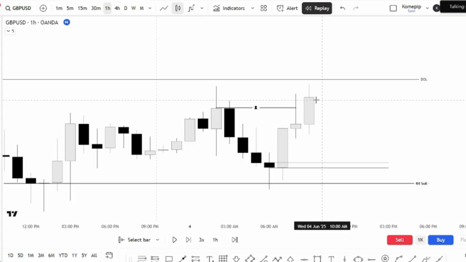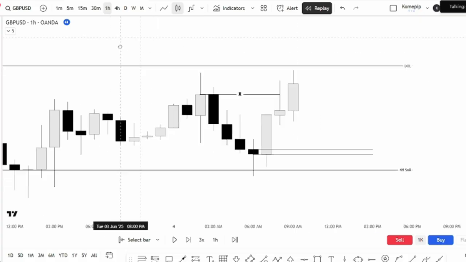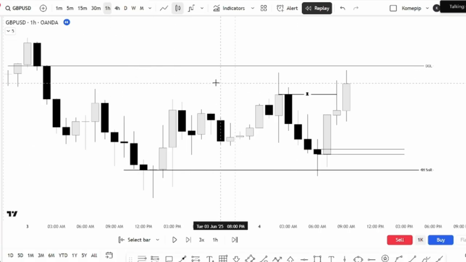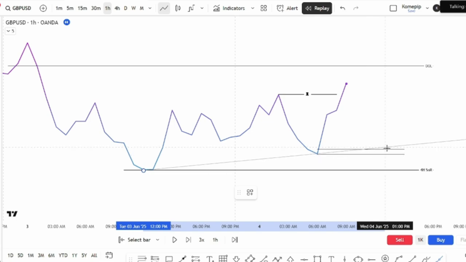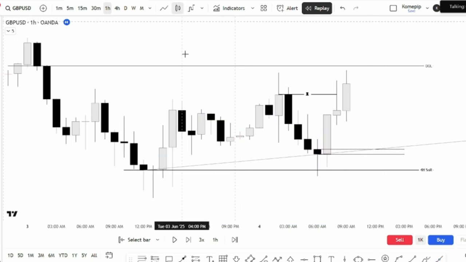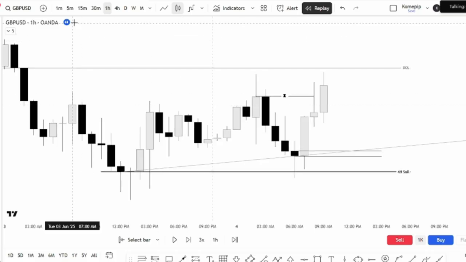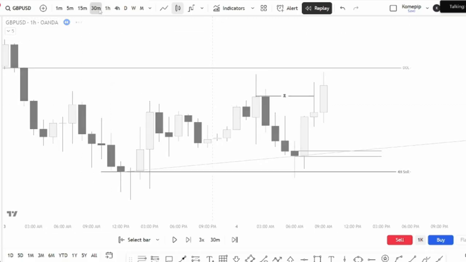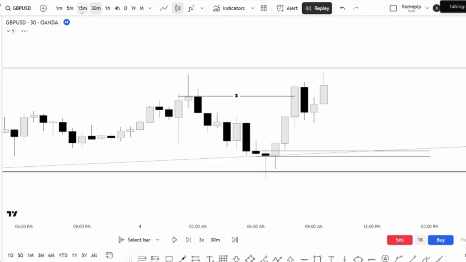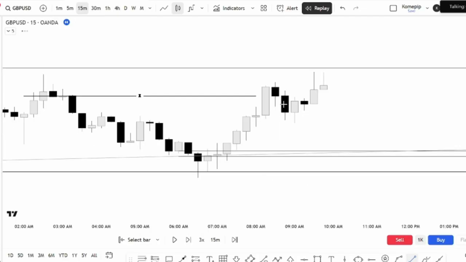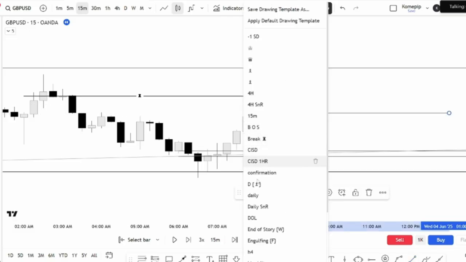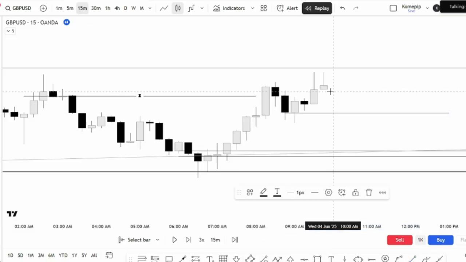Then for additional confluences, we can use trend lines. We can use inducement. Let's see if I actually had a trend line here. I think yes, I had a perfect trend line right there. And let's check for inducement. For a 4 hour storyline, inducement is usually 15 minutes. If you get it on 30 minutes, it's fine. So we have inducements here.